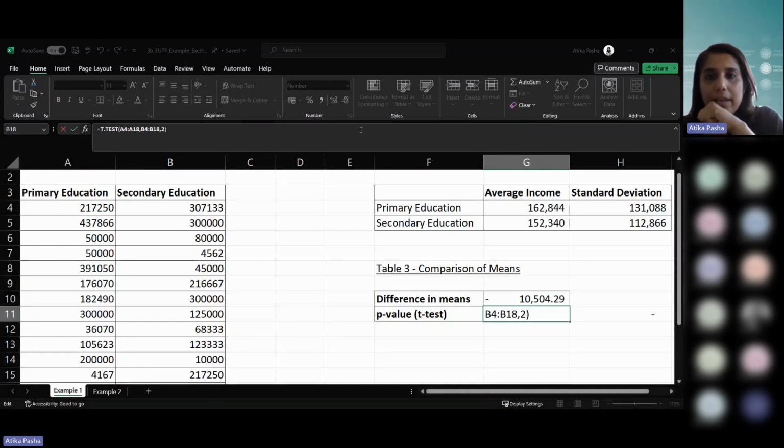Talking about the type again, this is the kind of t-test you're running. In this case, there are 3 options. There is a paired t-test. There is the 2-sample equal variance, and 2-sample unequal variance. Now, again, we have 2 samples, so the paired t-test is irrelevant here.